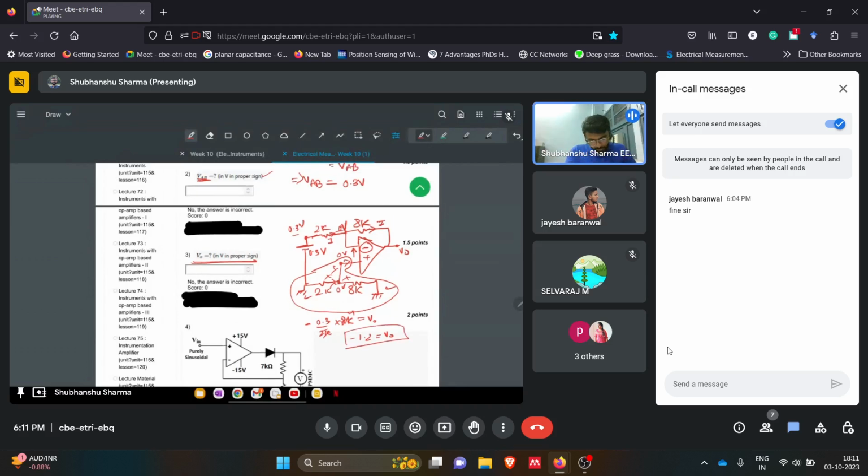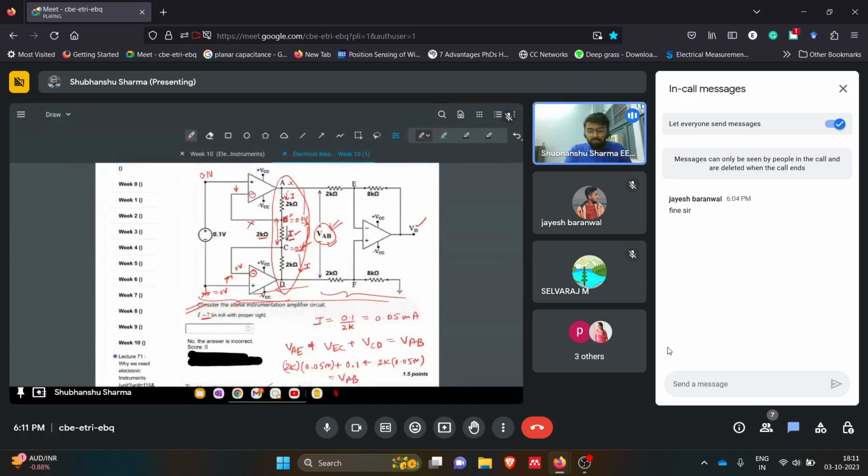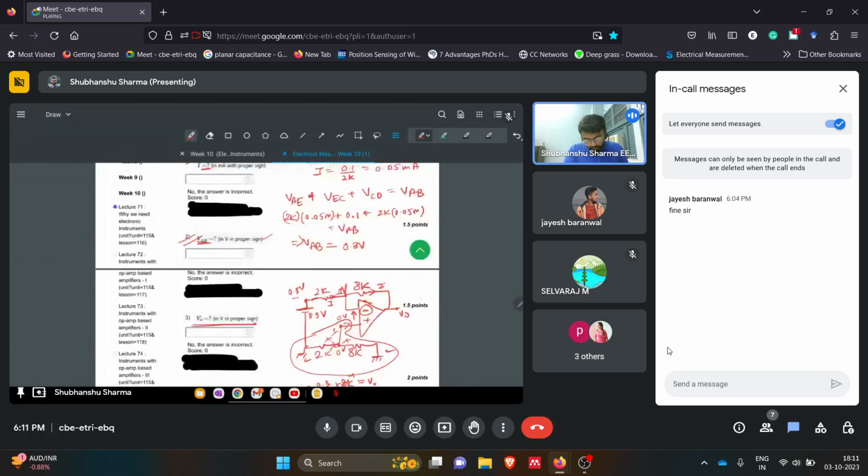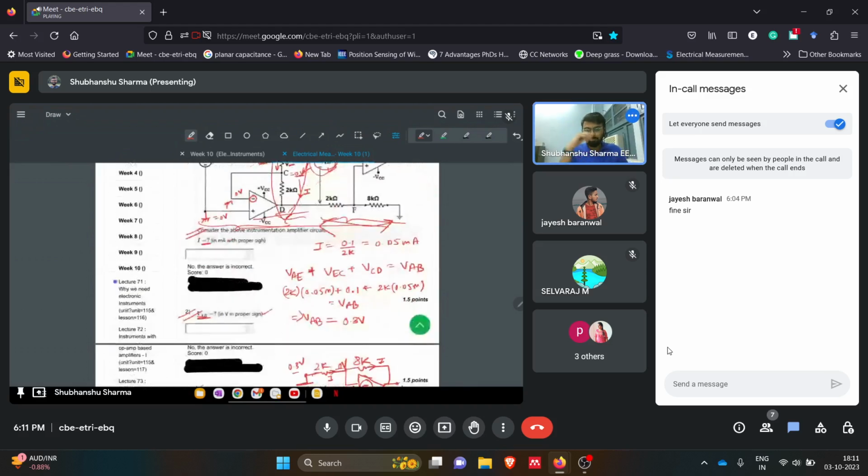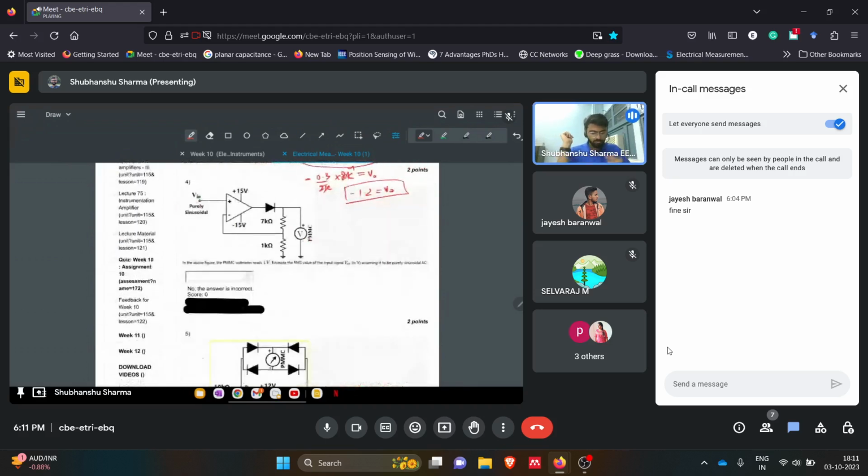So what we did: initially, this was the configuration of the instrumentation amplifier. Then we took advantage of the fact that the current is constant in this whole branch A to D. Then we calculated the voltage drop VAB. Then we separated this part just to make things easier for us. Then we took this part only, and calculated the V naught voltage out there. So this is fine, and this is done. Okay, now the next question.